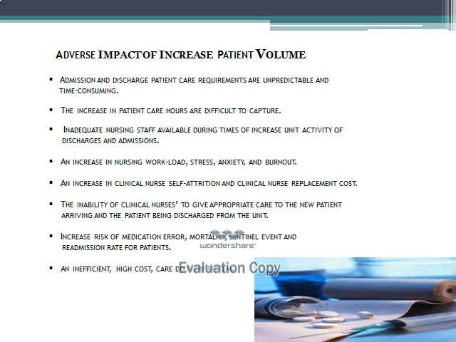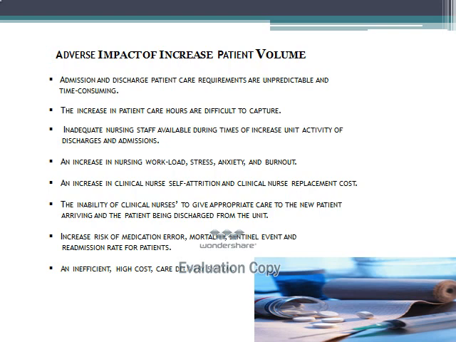Right now, the adverse impact of not having those control buttons is that the admission and discharge of patient requirements are unpredictable and time consuming. The increase of the patient care hours are difficult to capture. There is inadequate nursing staff available during these times of high turnover. And the increase in the nurse's workload causes stress and anxiety and eventually burnout.